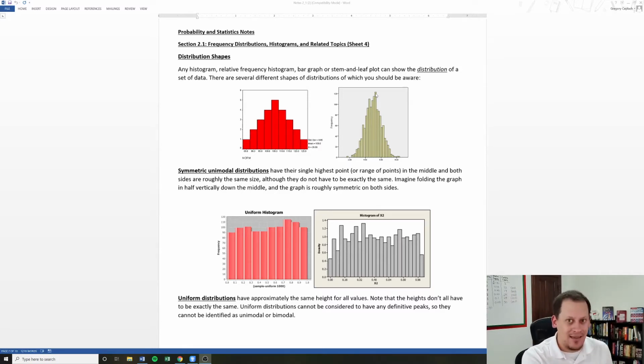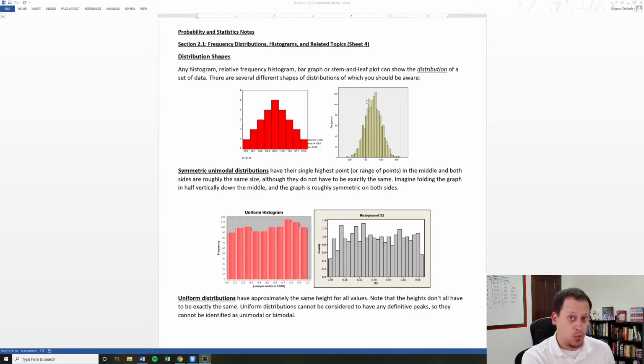And again, we're interested in the general shape. I wouldn't say the mode is this bar. I would say the mode is this grouping of bars in the middle. Again, it starts out low, goes high, comes back down. The highest group of bars I would consider the mode. So, if there's one mode and it's roughly symmetric, we would call it symmetric unimodal.